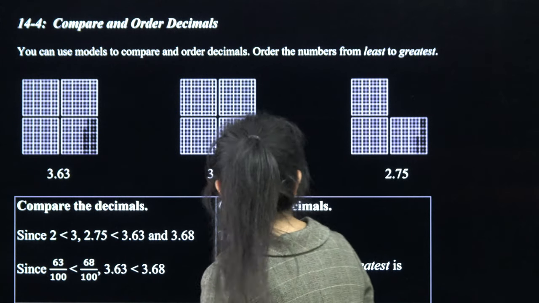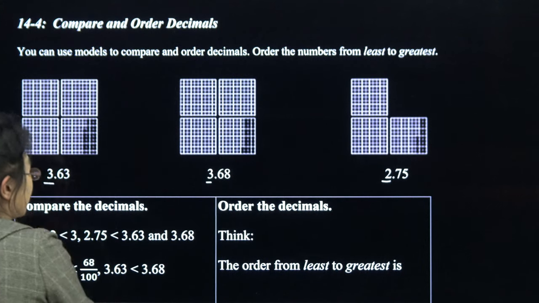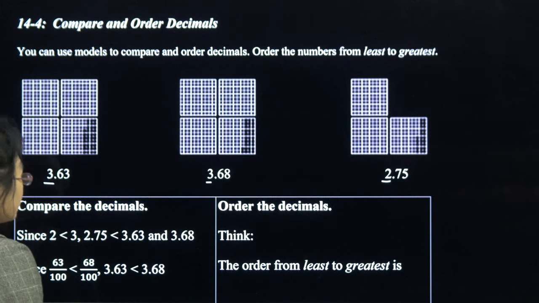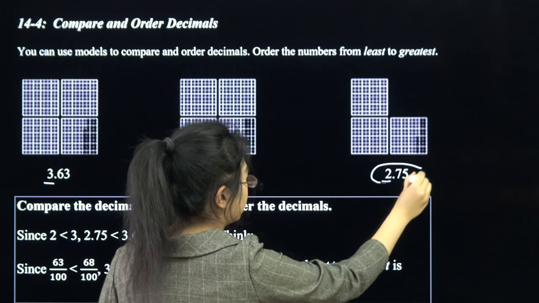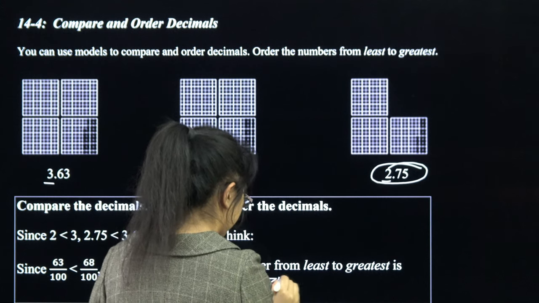So compare the decimals. We realize that, okay, let's look at the ones place of the decimals first. Well, 2 is obviously smaller than 3. So this one's the smallest. So for the least, we could put 2.75.